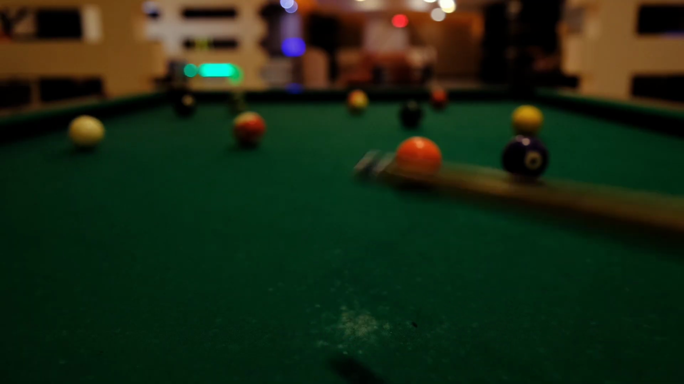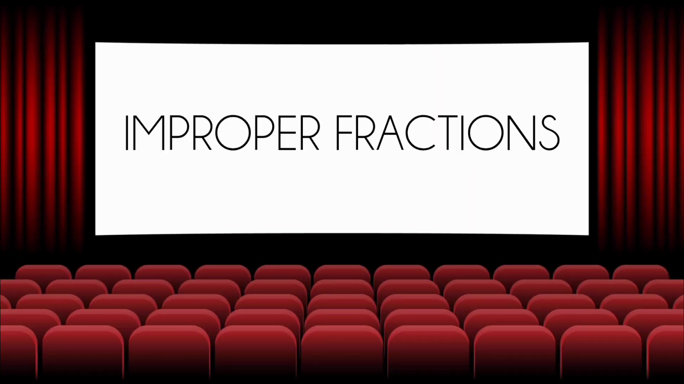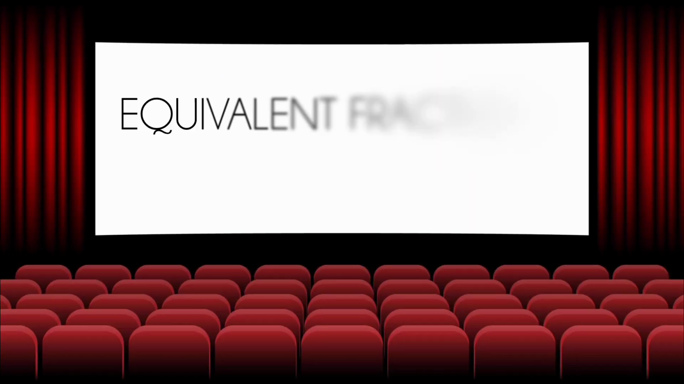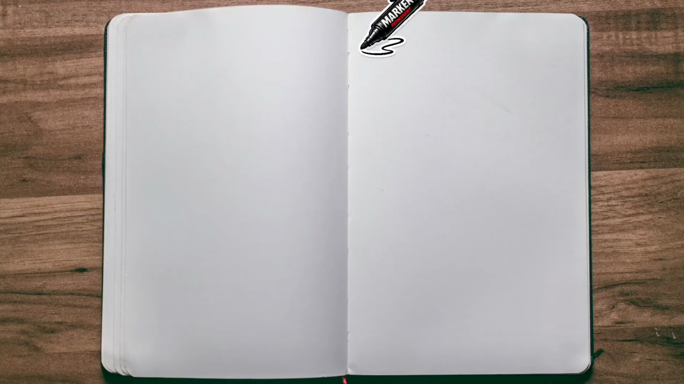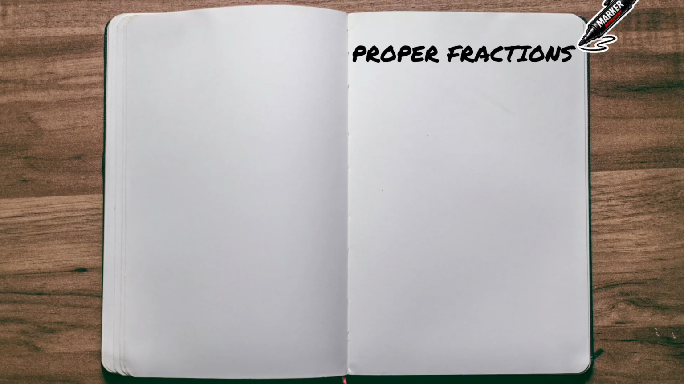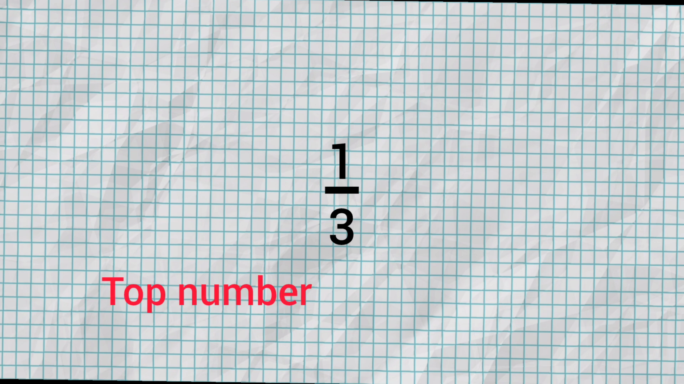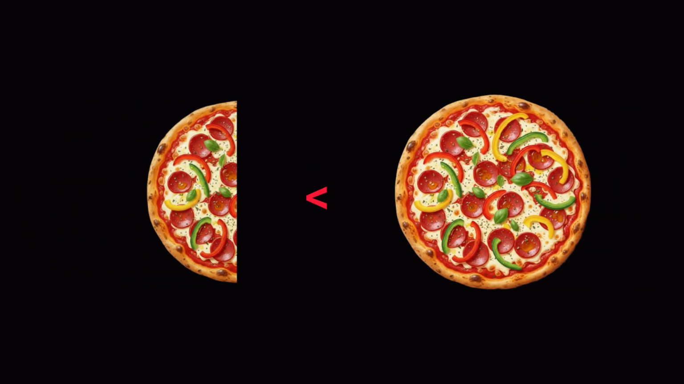In today's video, we're exploring the different types of fractions, from proper and improper fractions to mixed and equivalent ones. We'll cover them all with simple examples you see every day. Let's start with proper fractions. These are fractions where the top number is smaller than the bottom number. That means the fraction is less than one whole.